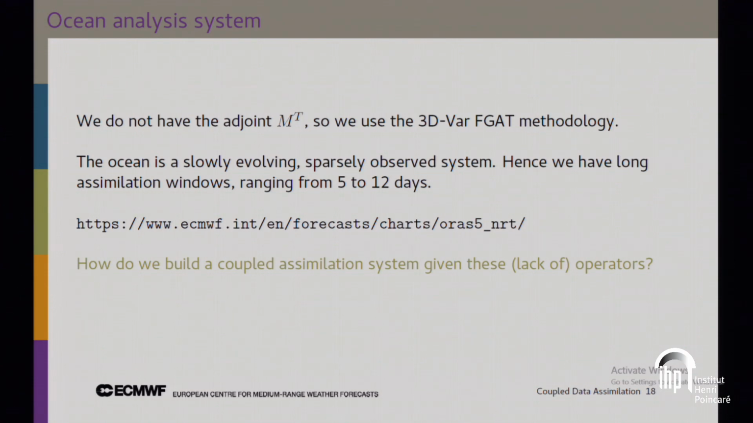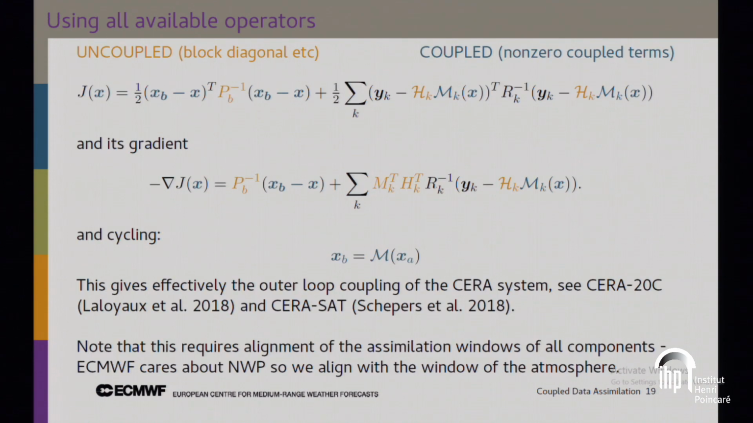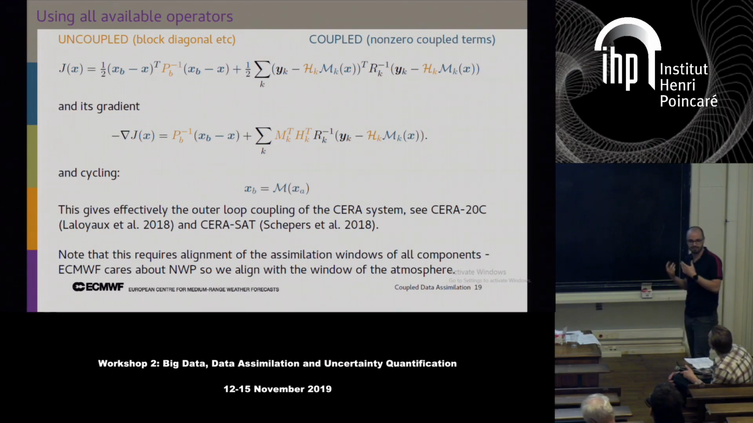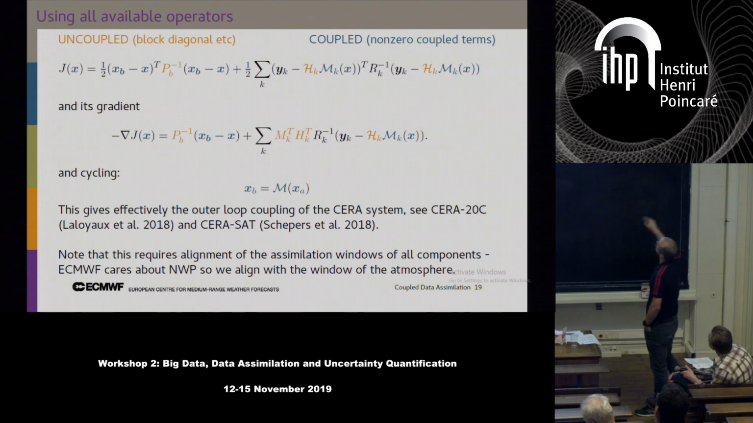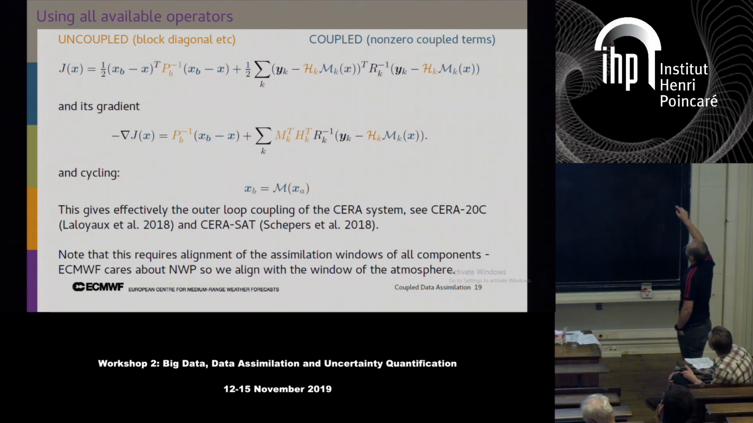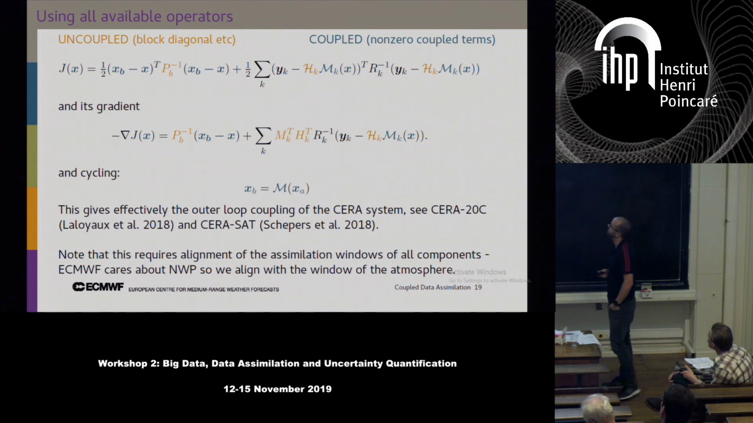So basically, how do we build a coupled assimilation given all these lack of general operators? What we can do is just throw all our observations, all our operators into one system and see what we come up with. In orange, we have things which are uncoupled, so block diagonal terms. And in blue, we have terms which we have the coupled versions of. So we only have really coupled model evolution in here, and we can cycle our model and our analysis with a coupled model.